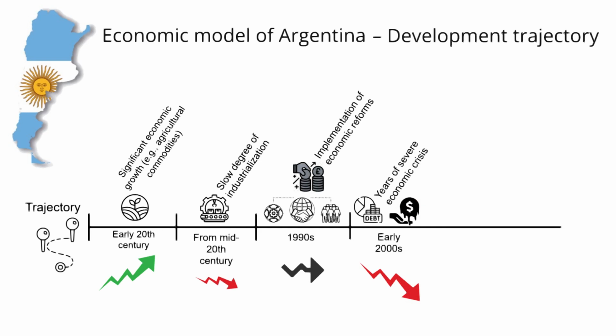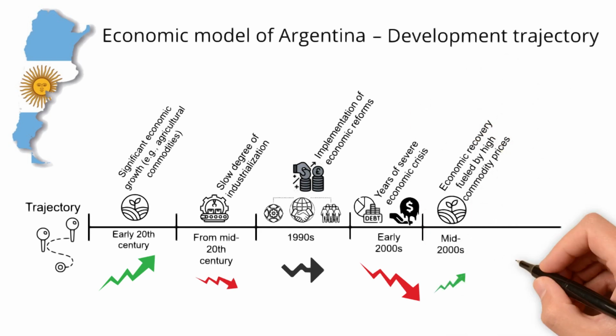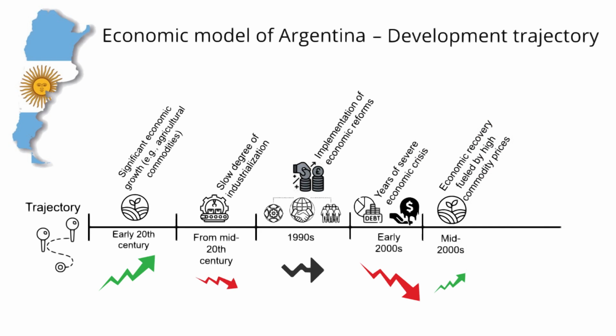The government defaulted on its debt, the currency peg was abandoned, and the country experienced a deep recession, high unemployment, and social unrest. In the mid-2000s, Argentina experienced a period of economic recovery fueled by high global commodity prices, particularly for its agricultural exports. The government implemented expansionary policies, increased public spending, and social welfare programs.